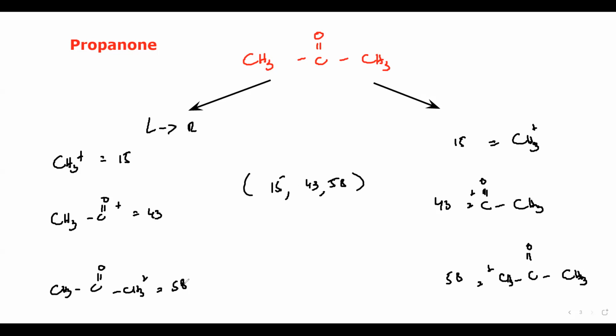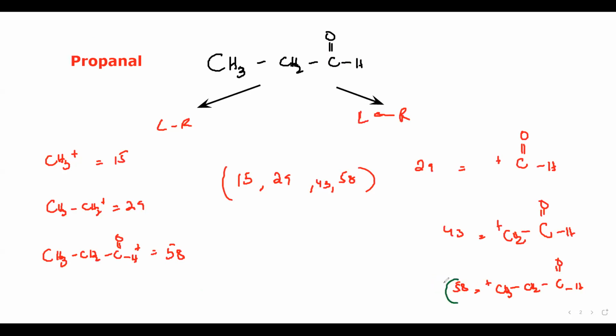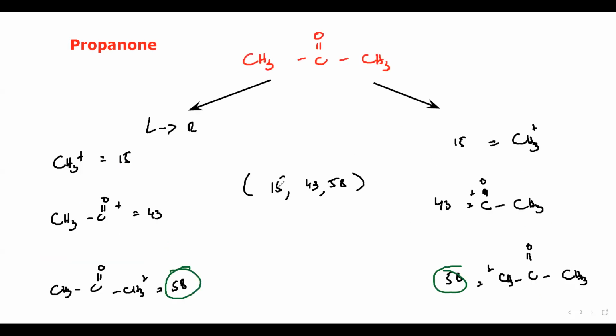So where you can clearly see that propanal and propanone, they have the same molecular mass. This is 58, and the previous example, that was also 58. So they both have the same molecular mass. So how will the mass spectrum of propanal be different from the mass spectrum of propanone? There will be four peaks: 15, 29, 43, 58, and there will be three peaks: 15, 43, and 58.